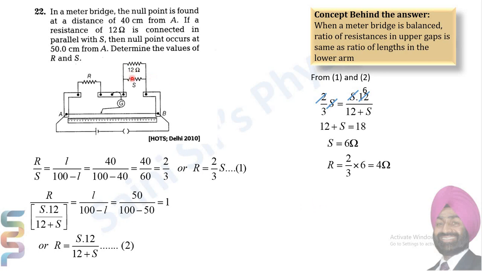So once again, when the 12 ohm wasn't there, R is to S would have the same ratio as L is to 100 minus L. Solve it. When a 12 ohm is connected across S, the new resistance in the right gap becomes S into 12 upon S plus 12. Again the ratio R is to this resistance is equal to L by 100 minus L. Put the values, equate, the left hand sides are the same, hence the right hand sides are equal. Solve, you get the value.